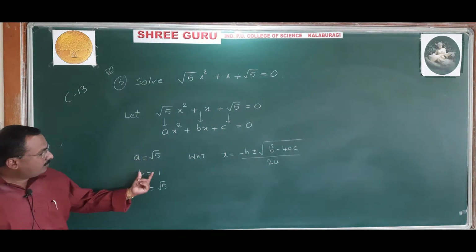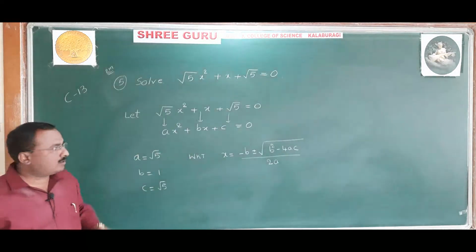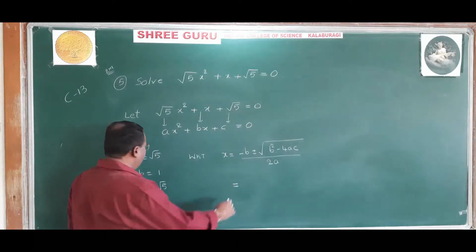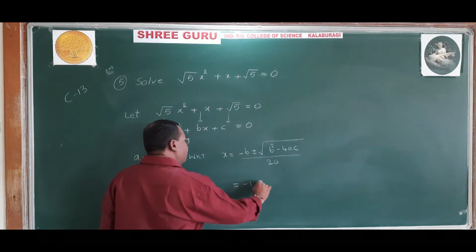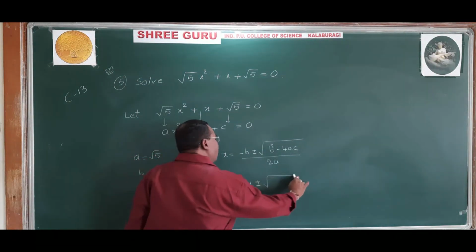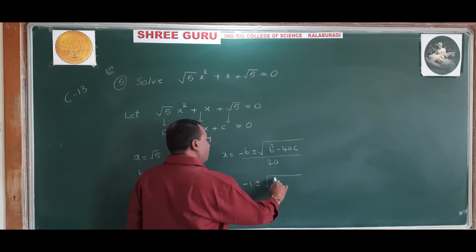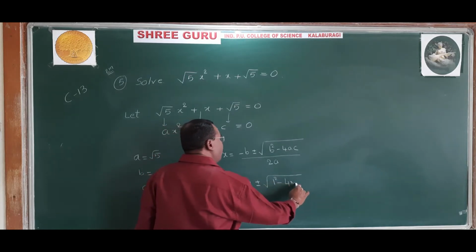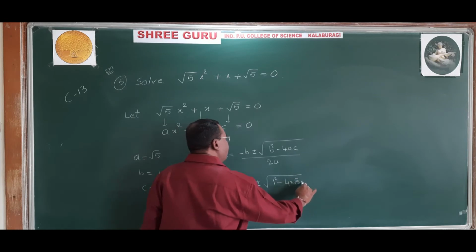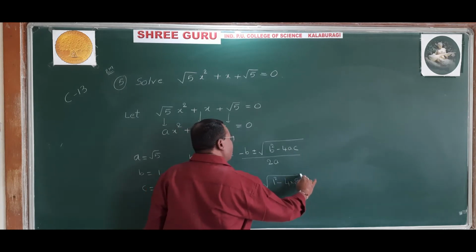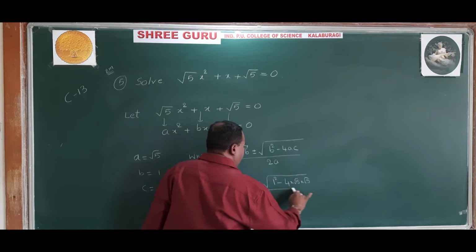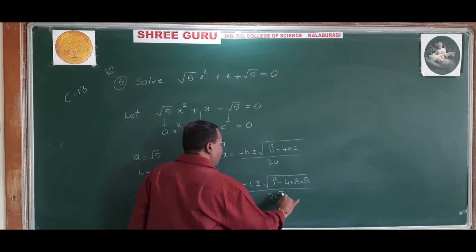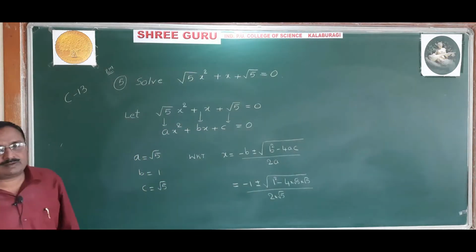Substitute a value, b value, c value in this formula. Here b value is 1, so x is equal to minus 1 plus or minus square root of 1 square minus 4, a is root 5, c is root 5, divided by 2 root 5.